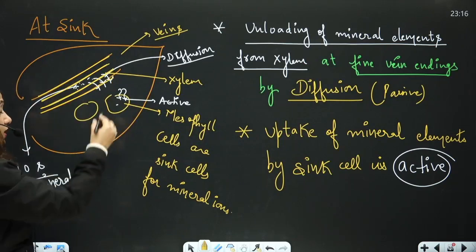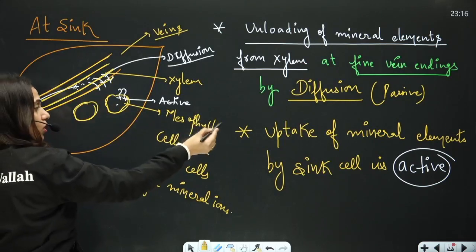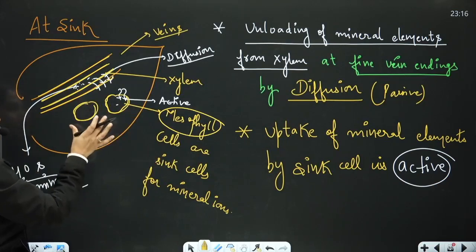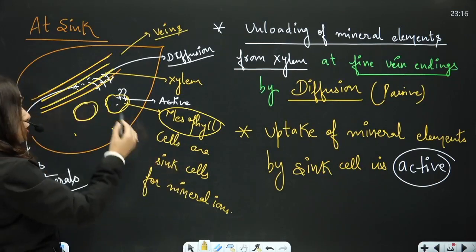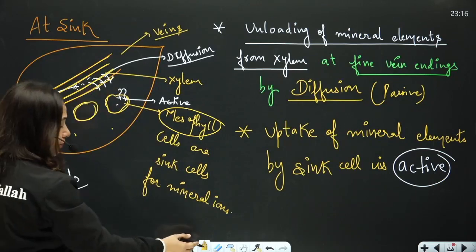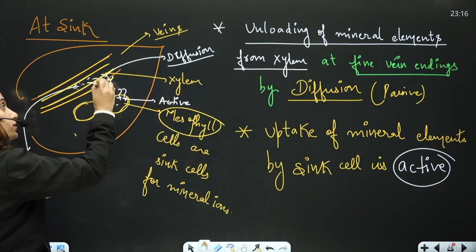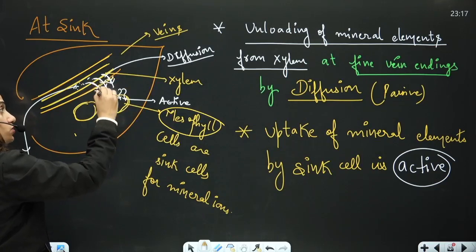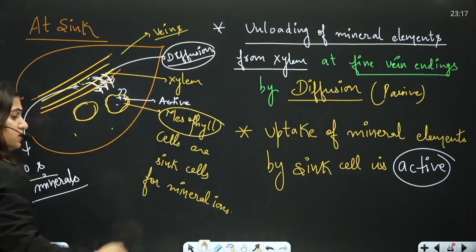The cells of the leaf are called the mesophyll cells. What are the mesophyll cells? They are the photosynthetic cells of the leaf, right? They need the mineral elements for their proper functioning, and this is the xylem. So the xylem is taking the water and minerals. Now these mineral ions will come out of the xylem, right? Mineral ions will come out of the xylem by diffusion. These are the lines of NCERT.